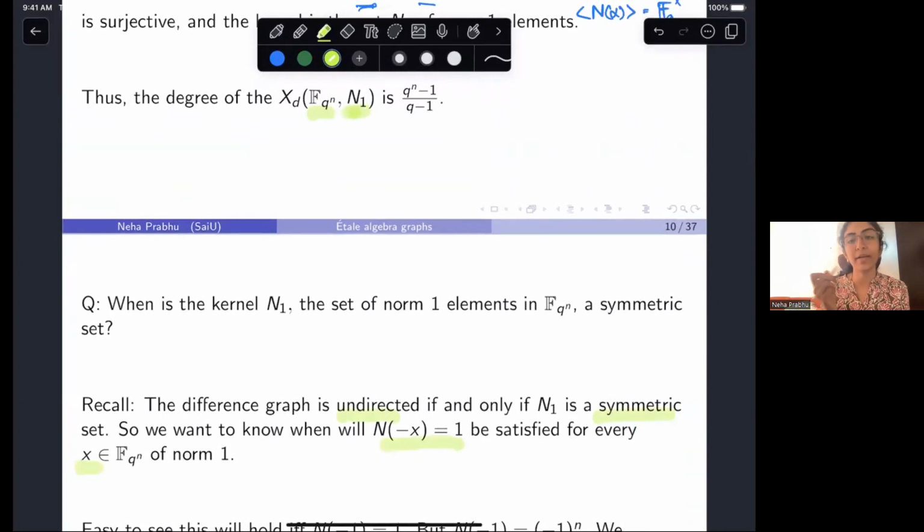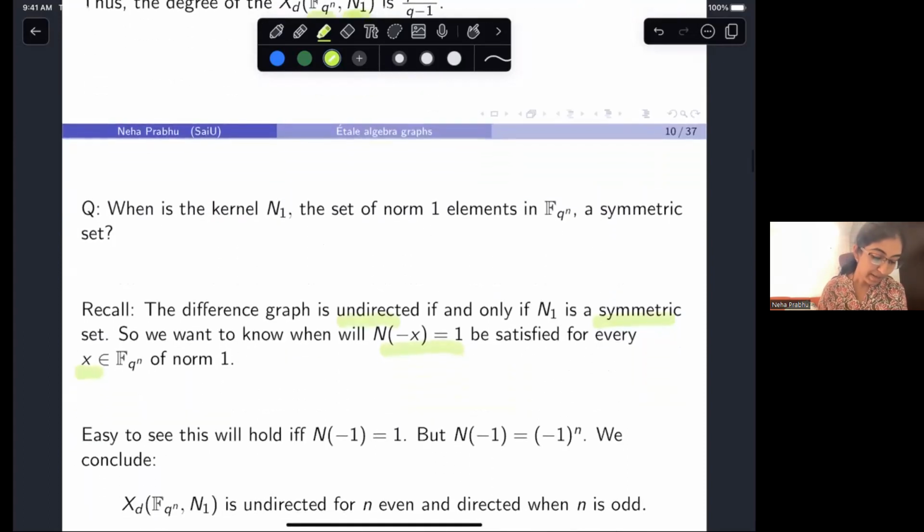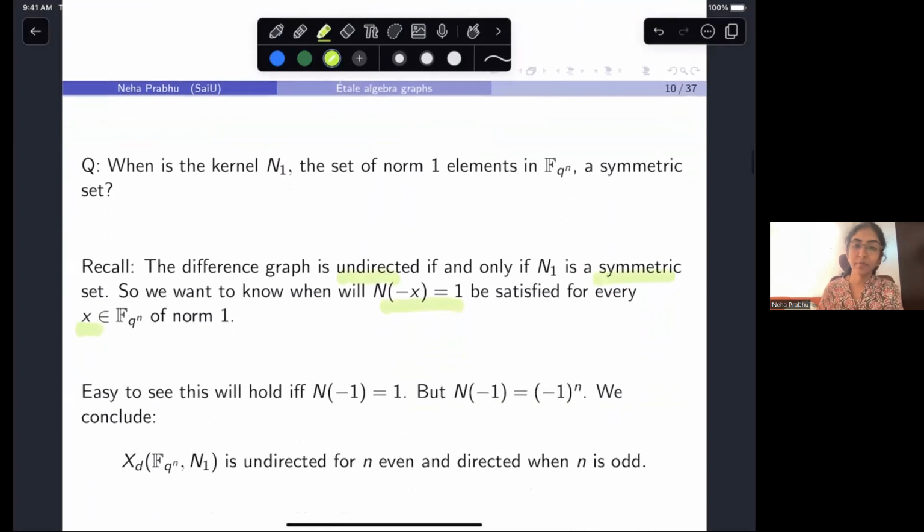Symmetric meant if X is in the set, you want minus X to be in the set, and something is in the set if it has norm 1. So that translates to wanting to know when the norm of minus X is 1. But norm is multiplicative, so the norm of minus X is the norm of minus 1 times the norm of X. But we know this to be 1. So you're really asking when the norm of minus 1 is equal to 1.